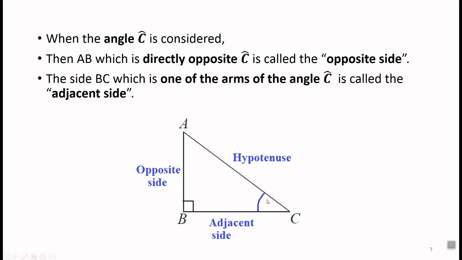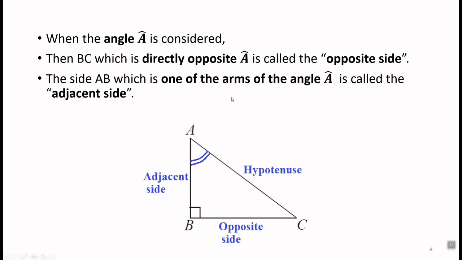So when angle C is considered, what is AB? It is directly opposite to angle C, so we call it the opposite side. Side BC is one of the arms of angle C. We call it the adjacent side, attached to that angle. And always the side opposite to 90 degrees, we call the hypotenuse.